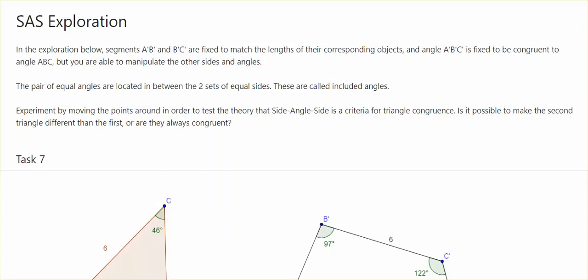How about side, angle, side? In side, angle, side, I know 2 pairs of sides are equal and the angle in between them are equal. That's called an included angle because it's right in between the 2 sides we know.